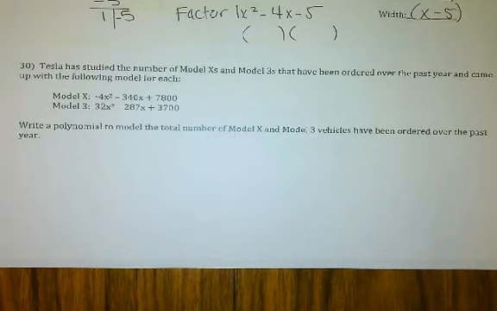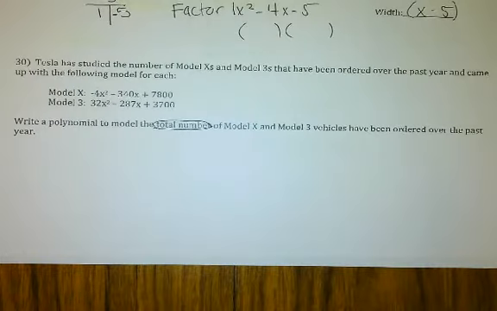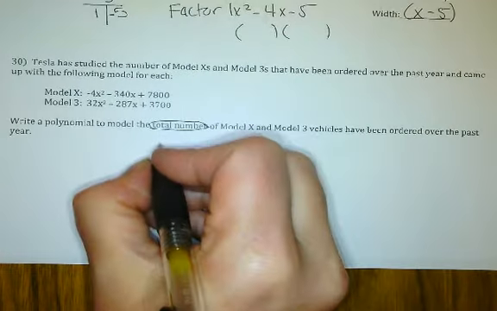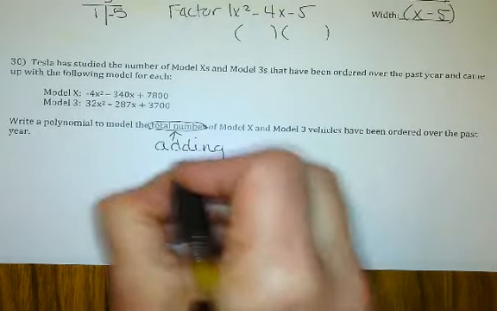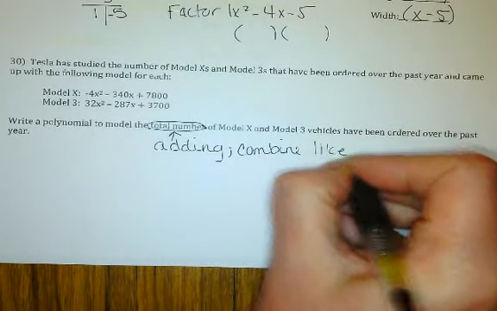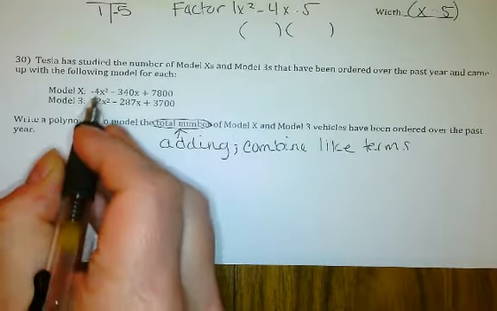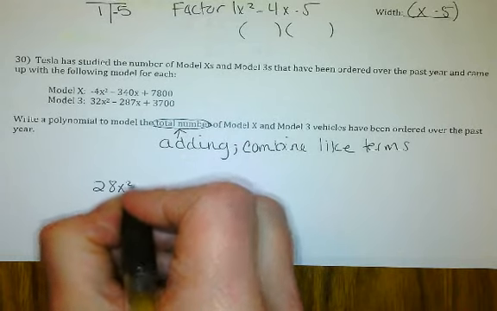It doesn't matter. All right, on the last one here, it's talking about Tesla has studied the number of Model X's and Model 3s that have been ordered over the past year and came up with the following model. Write a polynomial model to model the total number of Model X and Model 3 vehicles that have been ordered over the past 3 years. So here, all you're doing is you're just adding, okay, because it says total. So you just want to combine like terms. Okay, so if I were to combine those, that would give me 28x squared.